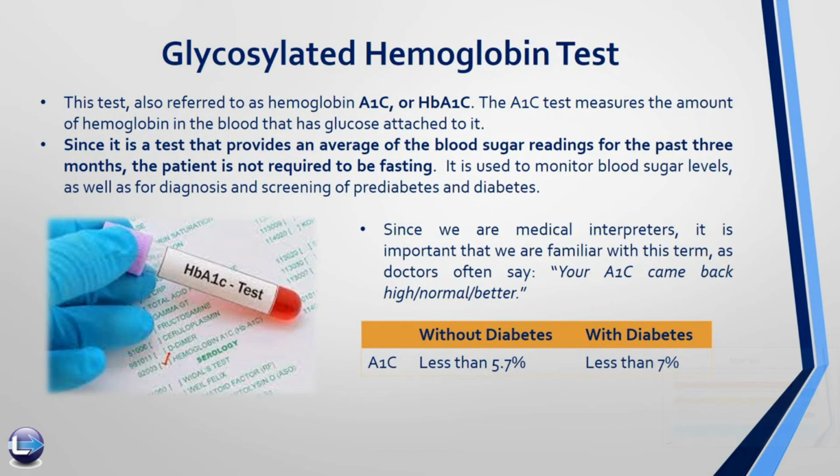Since we are medical interpreters, it is important that we are familiar with this term. As doctors often say, your A1C came back high, normal, better. And we can see in a little chart that without diabetes, your A1C should be less than 5.7%, and with diabetes, it should be less than around 7%.